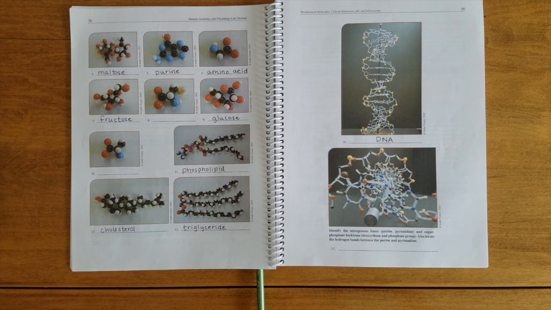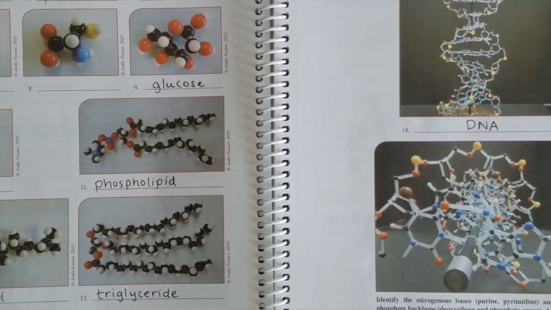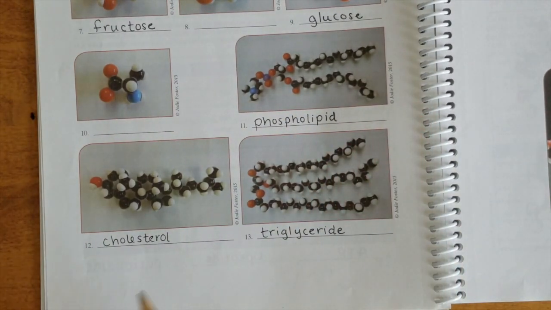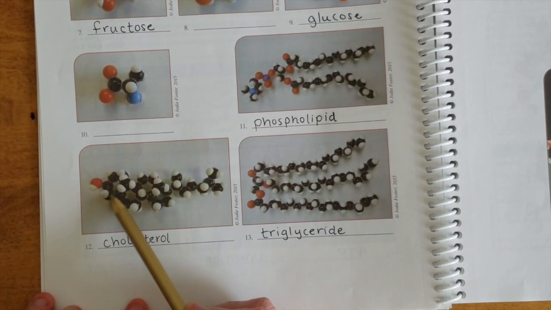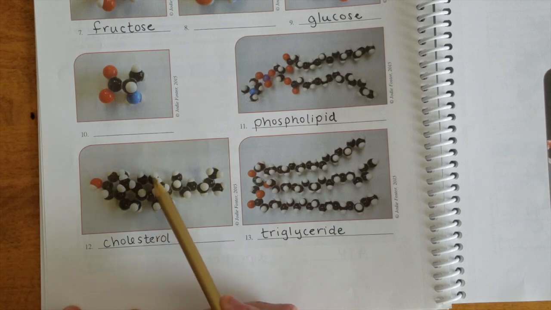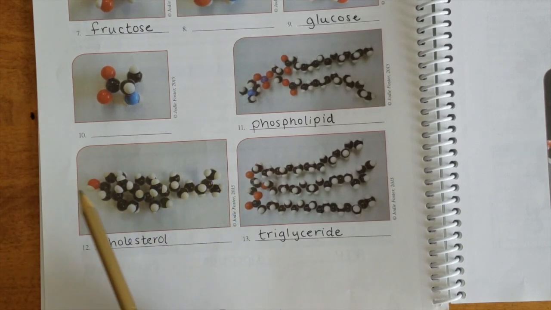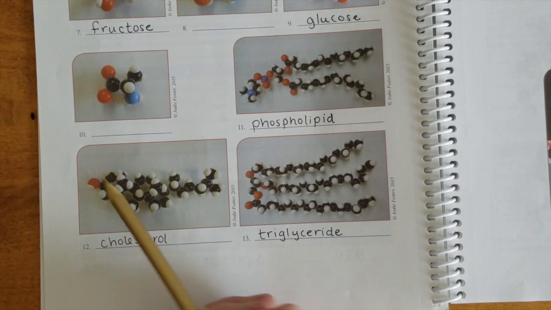And let's look for our cholesterol, and keep in mind that these are 2-dimensional images of 3-dimensional models, so in lab you'll be able to pick these up and move them around, which might make it easier to tell what they are. So here is our cholesterol molecule. If you count it out, here's 1 ring, 2, 3, and 4, and here's a hydrocarbon chain and our hydroxyl group over here.